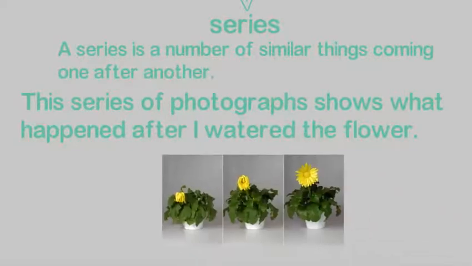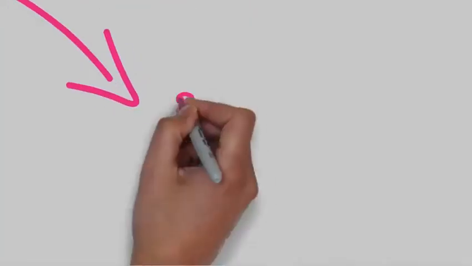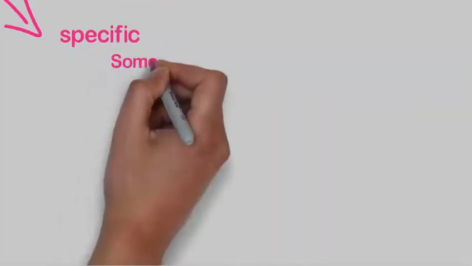Our next word is series. A series is a number of similar things coming one after another. This series of photographs shows what happened after I watered the flower. So if you see the pictures, in the first picture it's droopy, and then it gets water and it comes back to life.